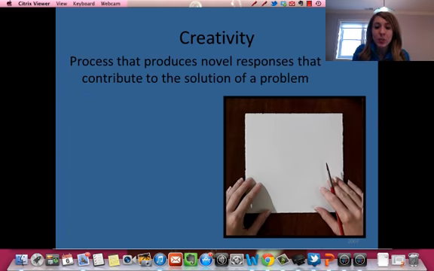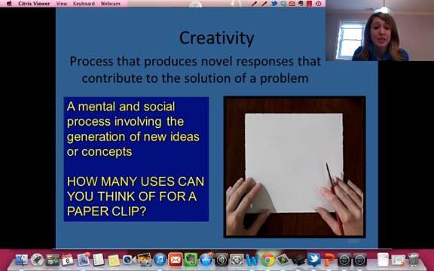Creativity, right? Creativity is a process that gives you novel responses. And obviously creativity is really important in thinking because it allows us to understand how people can think differently about the same problem and come up with different solutions. And creativity is a mental and social process involving new ideas or concepts coming to the surface.